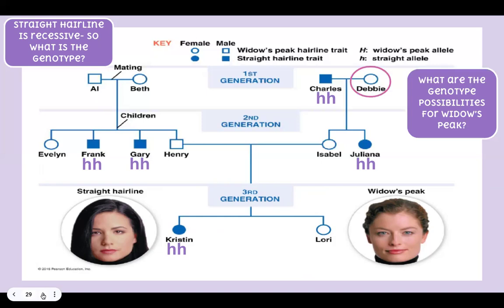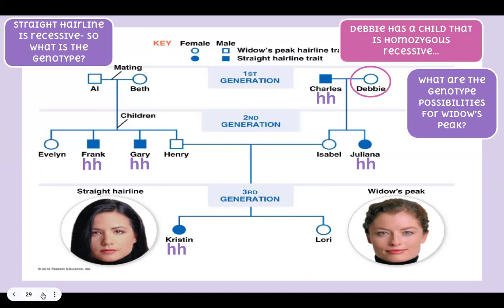Let's think about Debbie. There are two possibilities for Debbie. But Debbie has a child who has the recessive hairline. So therefore, Debbie must be heterozygous because Juliana needed to receive one little h from Charles, but she also needs to receive a second little h from Debbie. So Debbie must be heterozygous. And if you're not sure, do a Punnett square. Let me do one real quick just to show you.